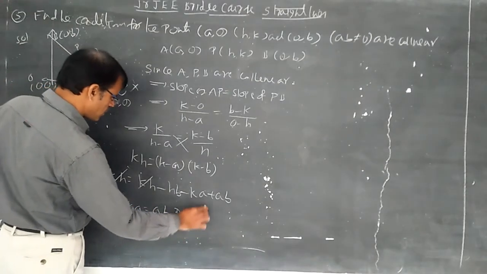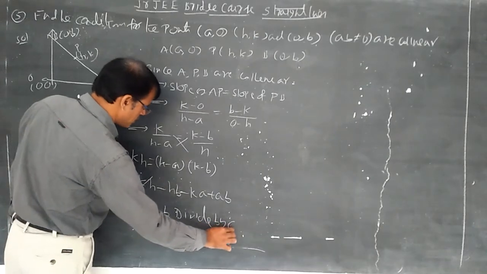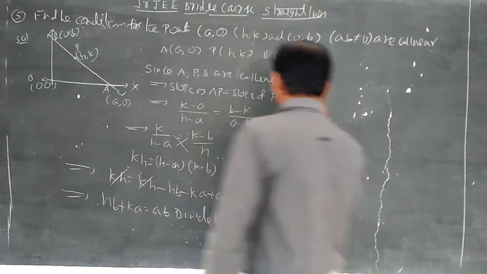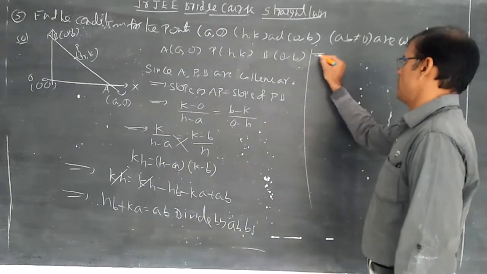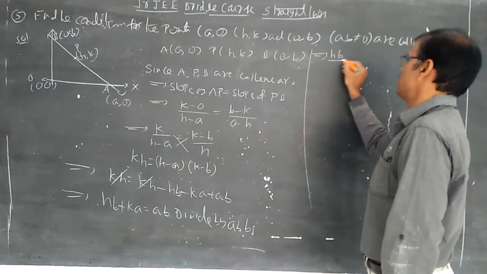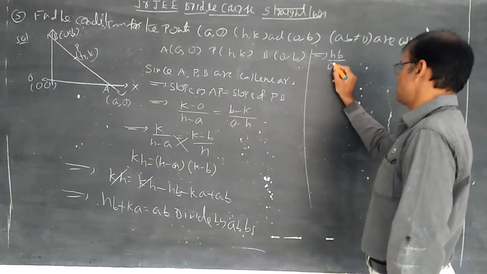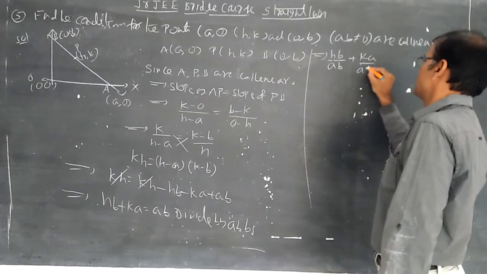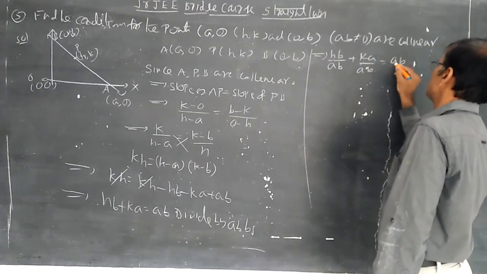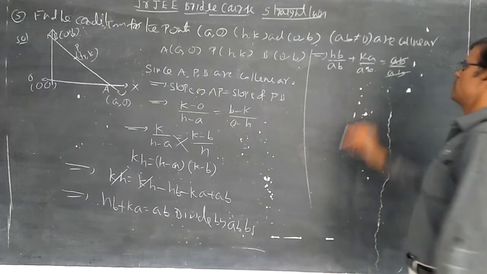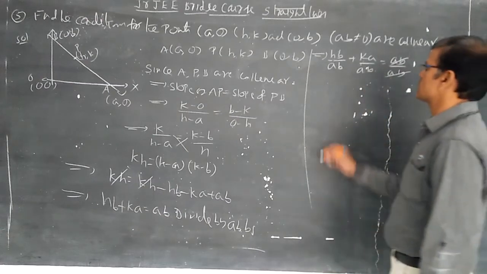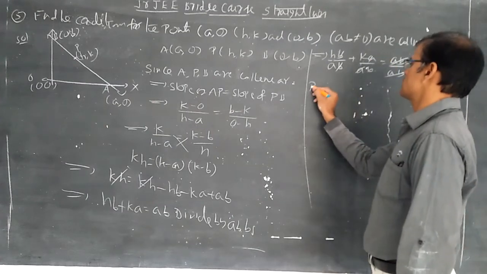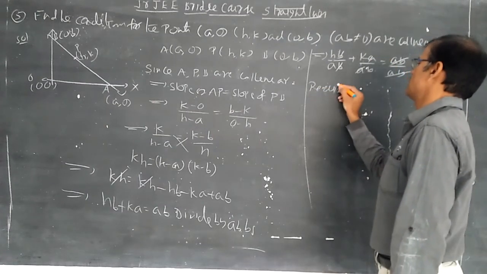Now divide by ab on both sides. We get hb by ab plus ka by ab is equal to ab by ab. ab by ab gets cancelled. In the first term b and b get cancelled, and in the second term a and a get cancelled. This is the required condition.